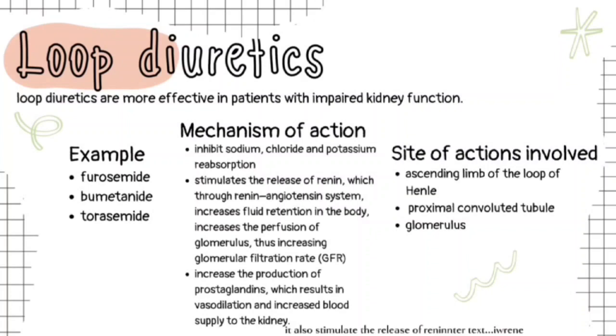It also stimulates the release of renin, which through the renin-angiotensin system increases fluid retention in the body and increases the perfusion of glomerulus, thus increasing glomerular filtration rate, or GFR. It also increases the production of prostaglandins, which results in vasodilation and increased blood supply to the kidney. Loop diuretics mostly act along the ascending limb of the loop of Henle, proximal convoluted tubule, and glomerulus, where it increases the GFR.